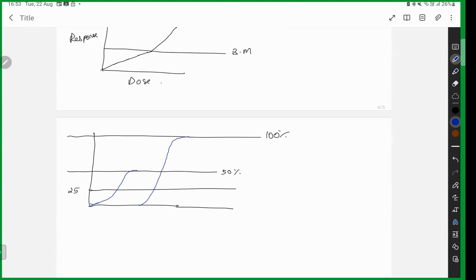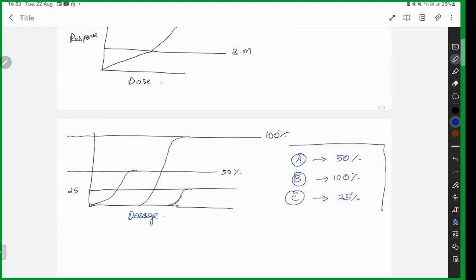C drug dosage, it can give only 25% response. So what is this? A drug, or drug dosage. So what we are talking about here is dosage. At A dosage, the drug can give 50% of response. At B dosage, it can give 100% of response. At C dosage, it can give 25% of response. Calculating the response across the dosage is what we call a drug response curve.